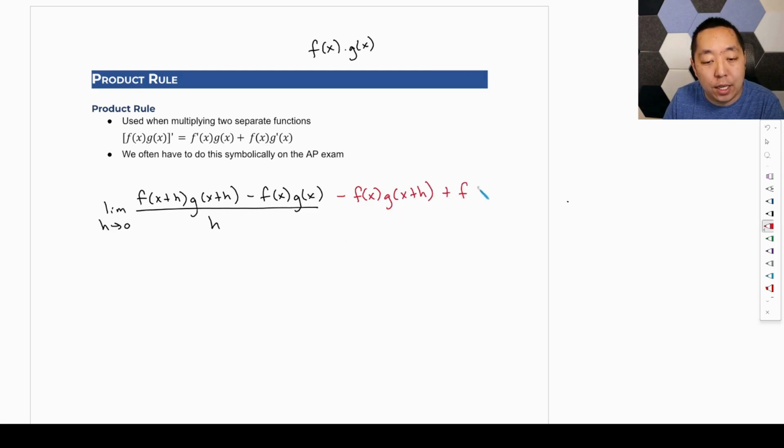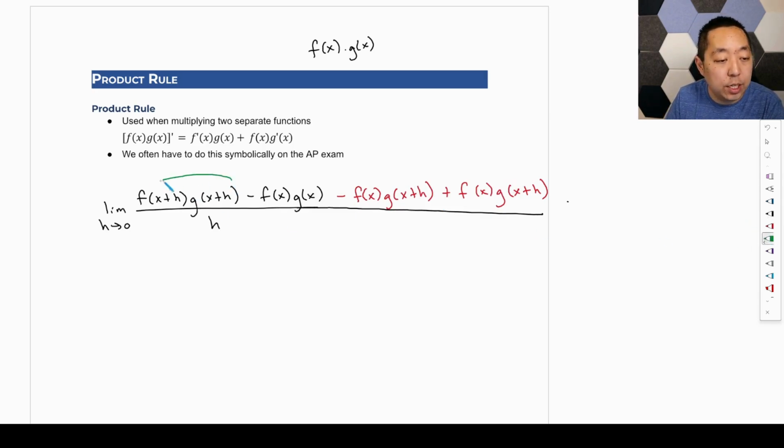If I add it back in, then it's like I added 0, because this expression and this expression are the same thing. Now what I can do is group this guy with this guy here. So we're just going to rewrite the numerator a little bit.